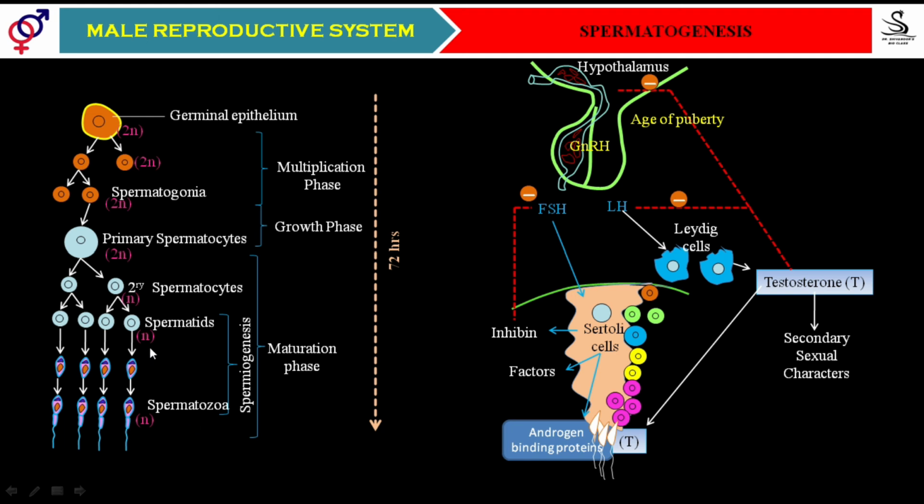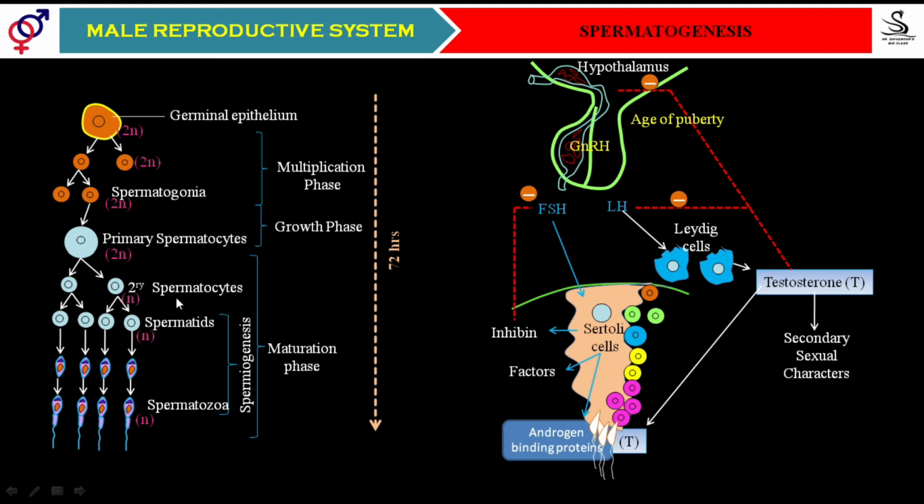Sometimes they may ask you a question: if you take 100 primary spermatocytes, how many sperms are going to be produced? Very easy answer. We have taken 100 primary spermatocytes. If meiosis 1 occurs, then 200 are formed. And if meiosis 2 occurs, the 200 become 400. So if we consider 100 primary spermatocytes, we get 400 spermatozoa.